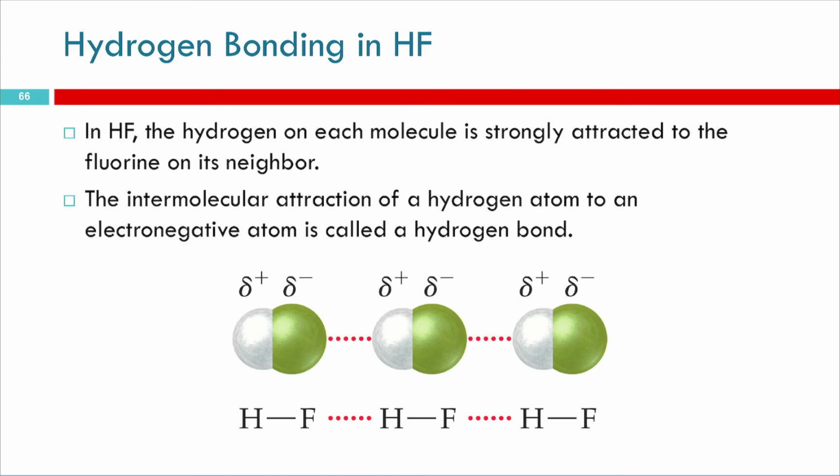So in hydrofluoric acid, the hydrogen on each molecule is strongly attracted to the fluorine on its neighbor. The intermolecular attraction of a hydrogen atom to an electronegative atom is called a hydrogen bond. Again, we have fluorine, oxygen, nitrogen. These are the three atoms that can combine with hydrogen to make these hydrogen bonds.